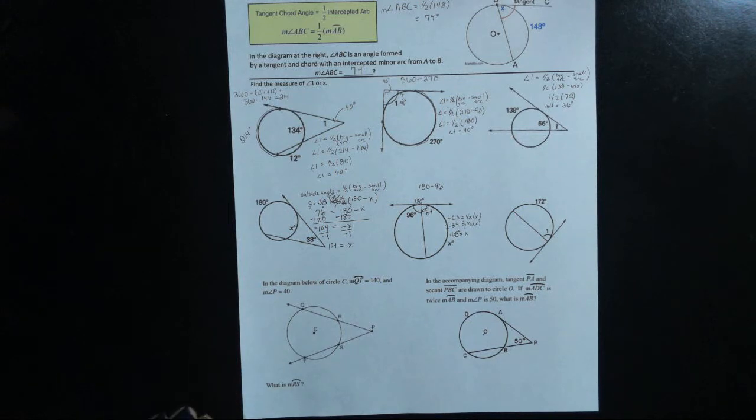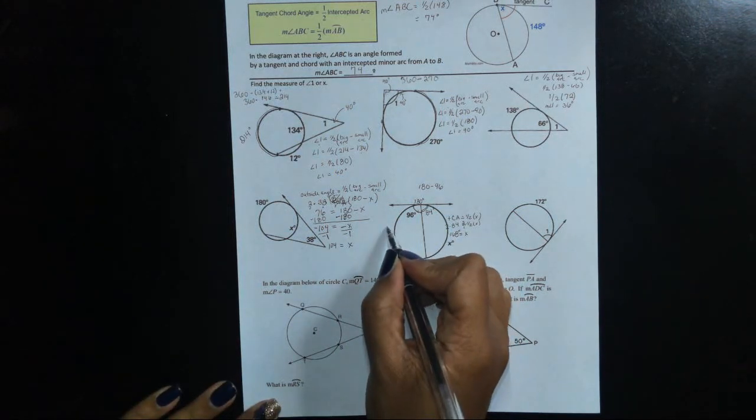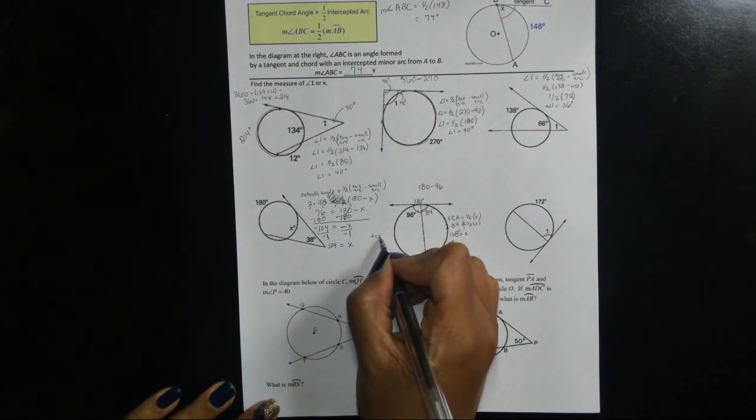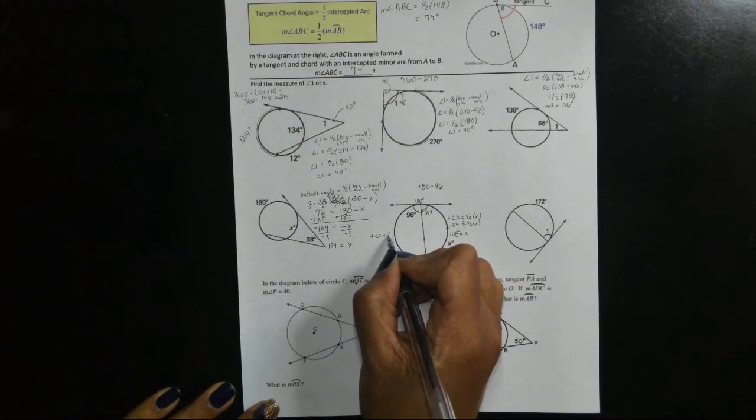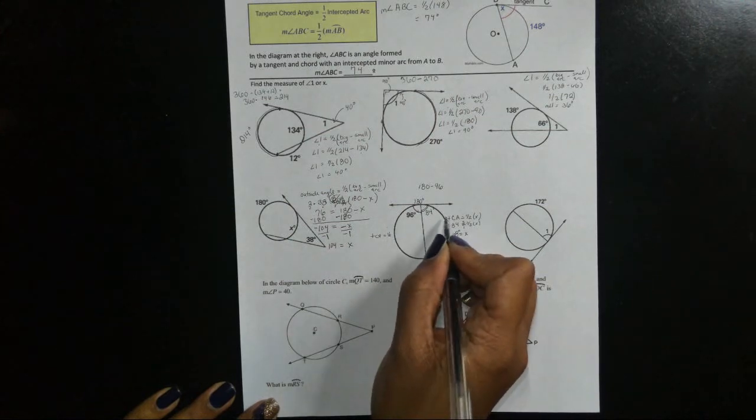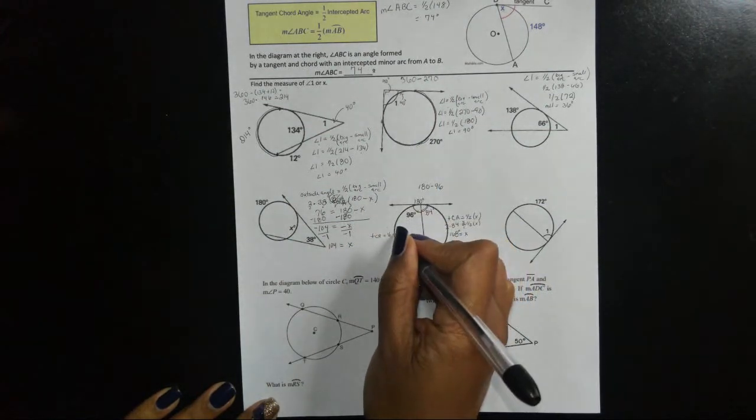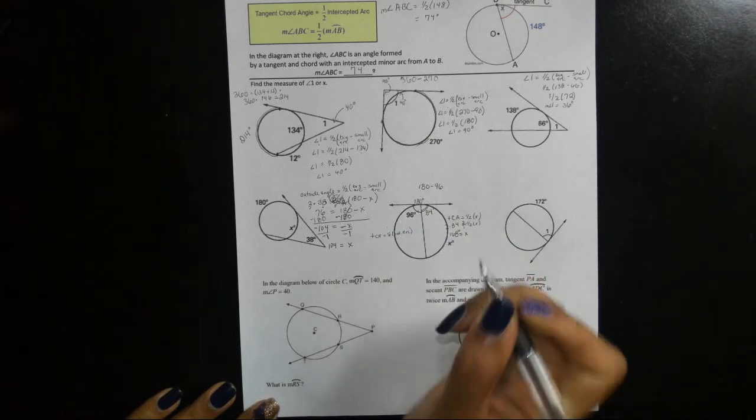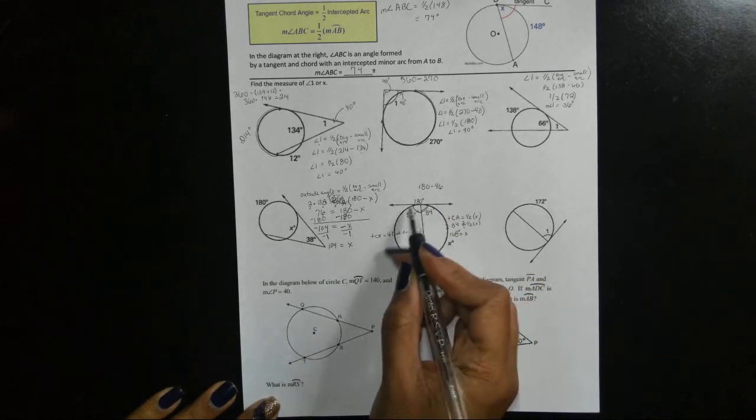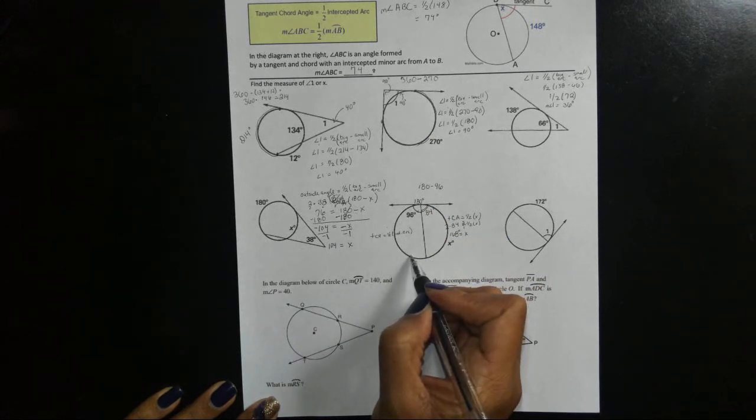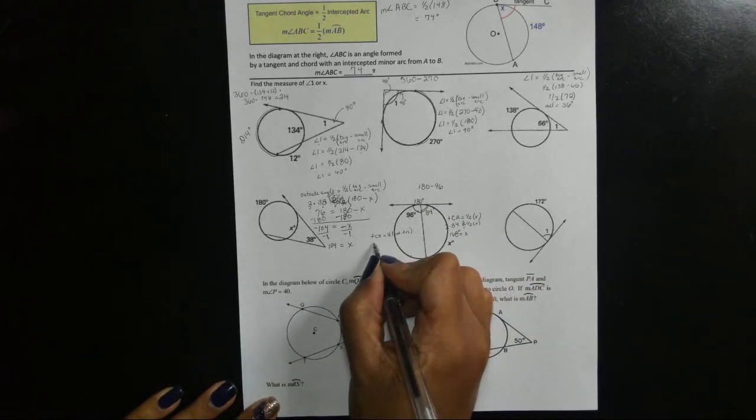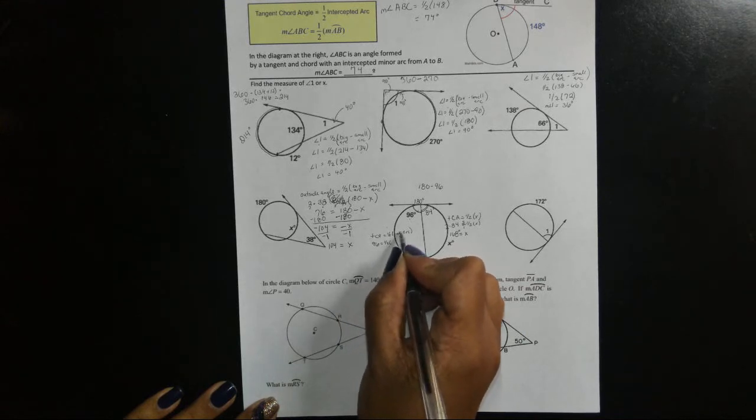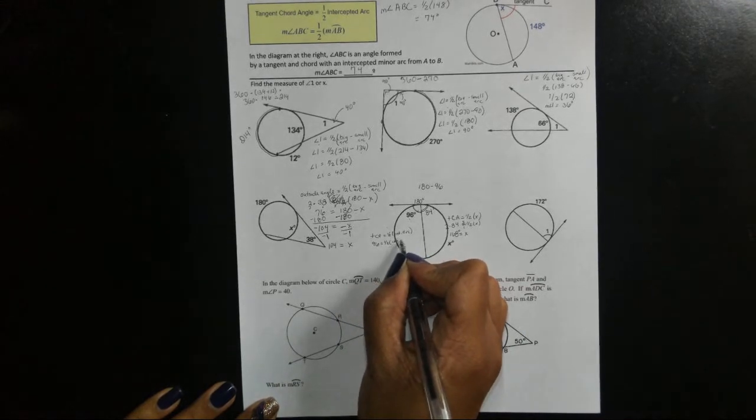Now, you're saying to yourself, you can do the same thing on the other side. And you're absolutely right. So I'm going to do this a second way. The TCA will be equal to half of our arc. All right, so over here, we don't know what our arc is going to be, but we do know that this is 96. And then we're going to take half of that, and we're going to be looking for the intersected arc.